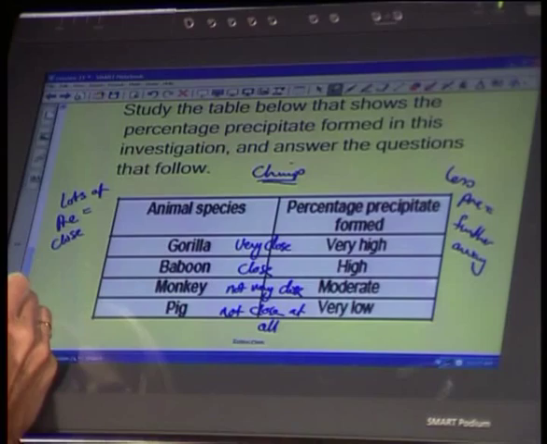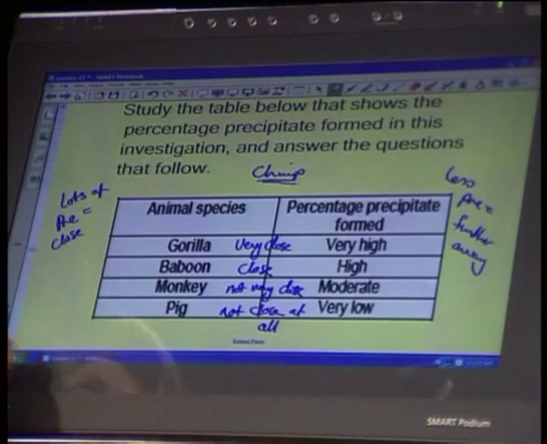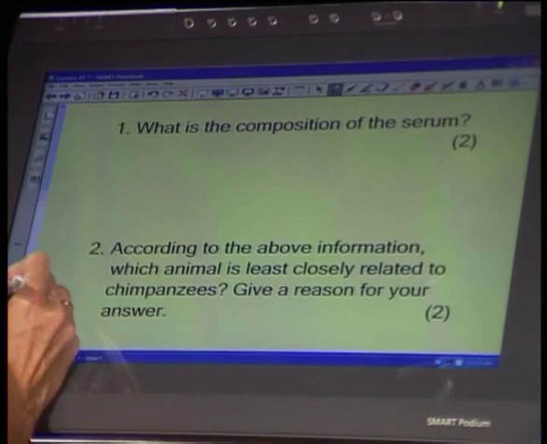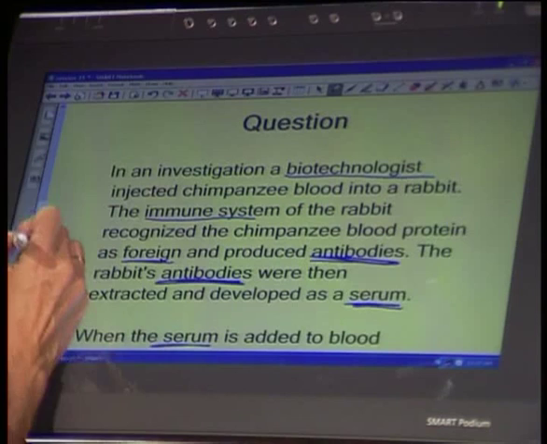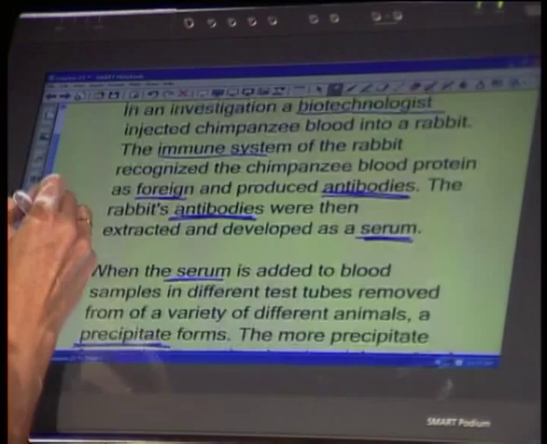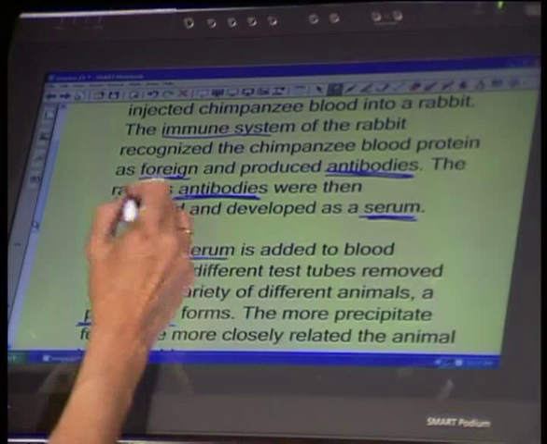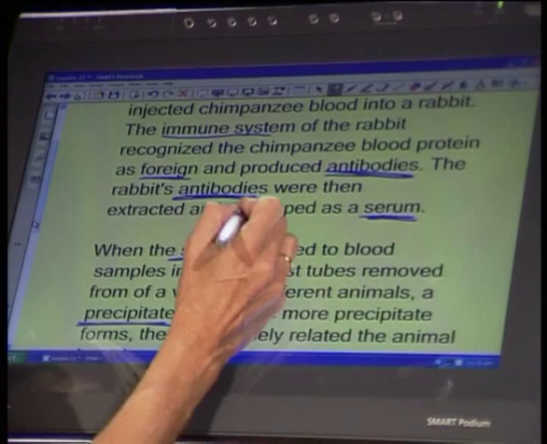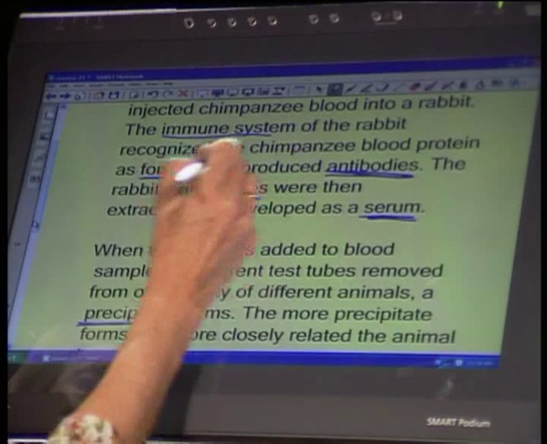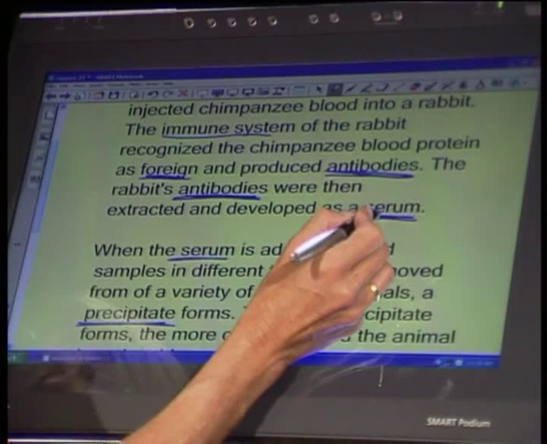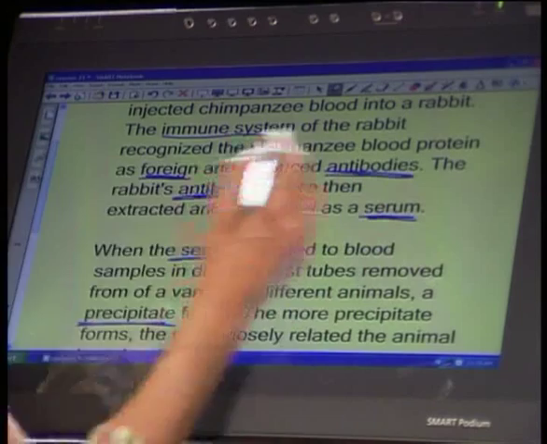Quite far away. Let's look at our questions. What is the composition of the serum? Now, the question told you what the composition of the serum was, okay? And all you have to do is look here. It says, the rabbit's antibodies were then extracted and developed as a serum. So the serum contains antibodies that are against, because it recognizes the chimp blood as a foreign protein. So what you would say is that the serum contains the antibodies of the rabbit against the chimpanzee blood.